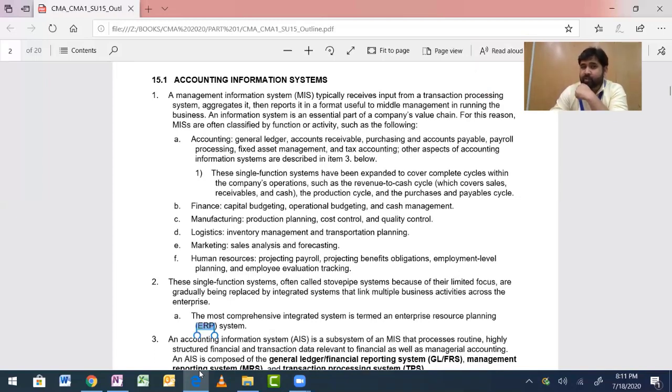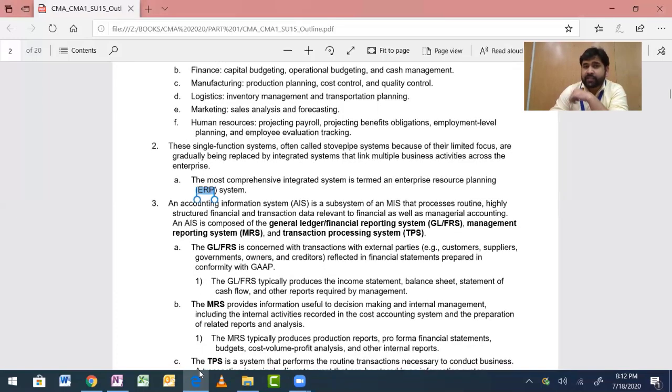Production planning and cost control are all from manufacturing. Then logistics, inventory management and transport planning. For HR also, projecting payroll, projecting benefits and obligations, employment level planning, how much employment is required, all of that can be informed through the HR department. These single-function systems are often called stovepipe systems because of their limited focus. You can underline this, because they can ask what a stovepipe system is.